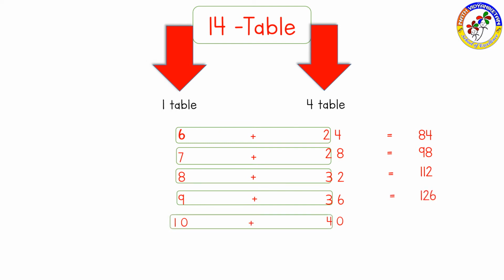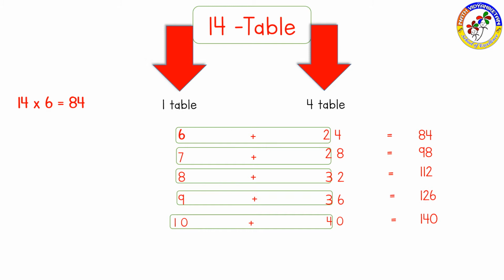126. Now 10 plus 4. Sorry, not 0 plus 4. 10 plus 4 is 14. And write 0 as it is. That is 140. Here is the 14th table from 6th step.